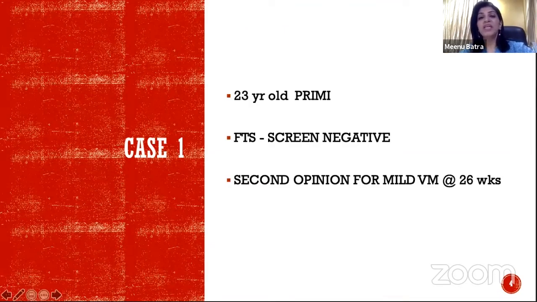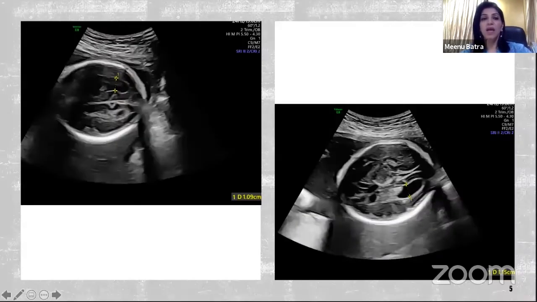Now, this is a 23-year-old primie. Her first trimester screen was negative, and she came to us for a second opinion for mild ventriculomegaly at 26 weeks. Now, if you look at the scan images, video and audio.